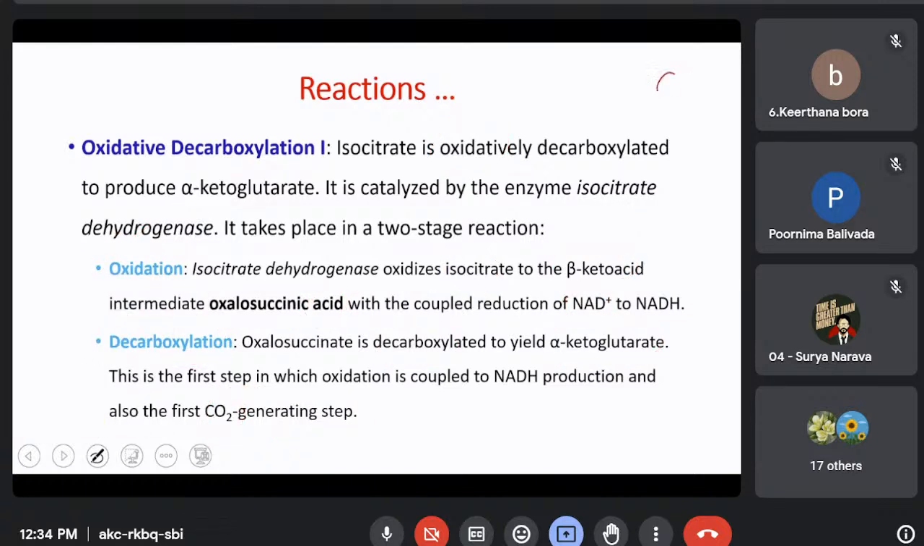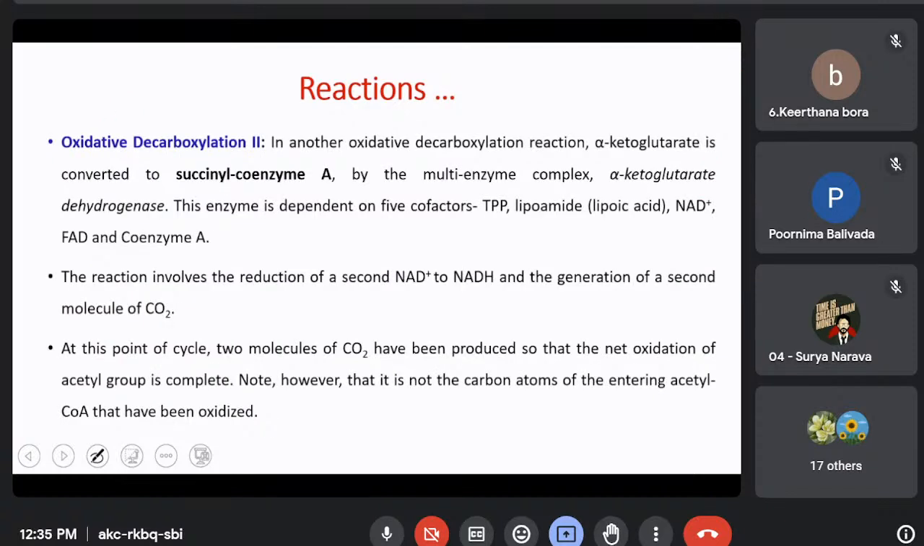So far we have seen that oxaloacetic acid and acetyl coenzyme A combine to form citric acid or citrate. Citric acid isomerizes to form isocitric acid. Isocitric acid is converted first to oxalosuccinic acid and then finally to alpha ketoglutaric acid or simply alpha ketoglutarate. And now alpha ketoglutarate undergoes another oxidative decarboxylation. The same thing happens here. That means here also hydrogen is removed and then NAD accepts it, and carbon dioxide is also removed. So how does it take place?